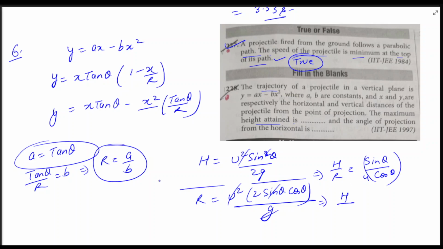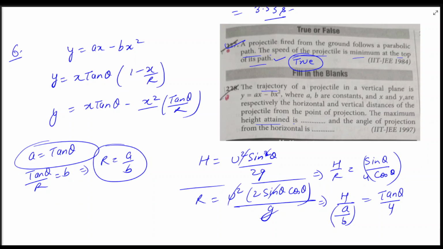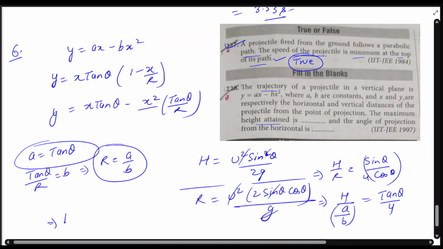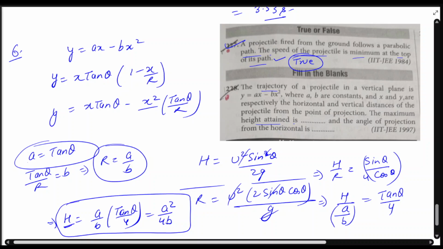So h by r, we can put a by b. Okay, so it will be tan theta by 4, right? So let's cross multiply this. So we will have h equals a by b tan theta divided by 4, right? So tan theta was a. So we will have a square by 4b. Yes, because h we have to find in terms of a and b, right? We do not have tan theta, so I have to find this.